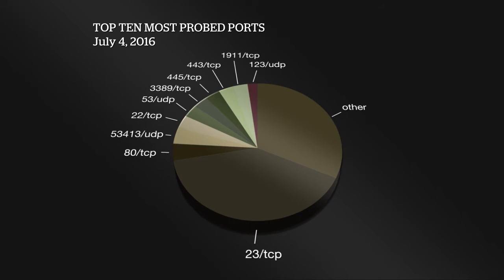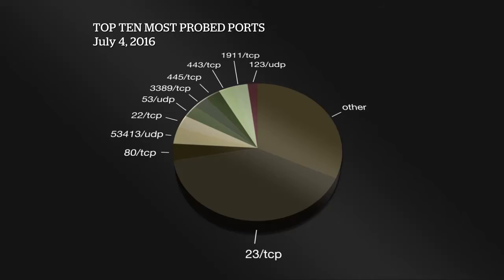So 53 UDP, this is likely related to DDoS activity and/or scanning and looking for DNS reflection sources that an attacker can use as part of their attack. So there's been an uptick in frequency of scanning on that.